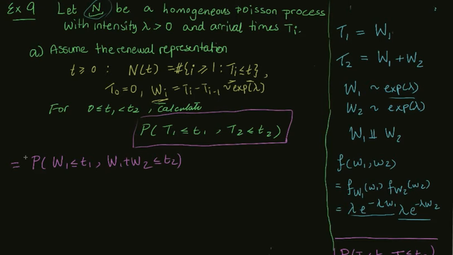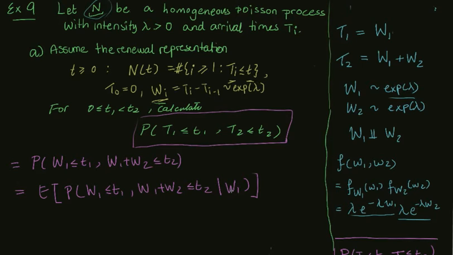So method number 2 is we condition. We condition on what? Well, let us try to condition on W1, because that's what they do in the PDF solution. So we take the probability that W1 is smaller than or equal to T1, and that W1 plus W2 is smaller than or equal to T2, and we condition on W1. Now, by the double expectation property, this probability is the same as if I took the expectation of a conditional probability inside.